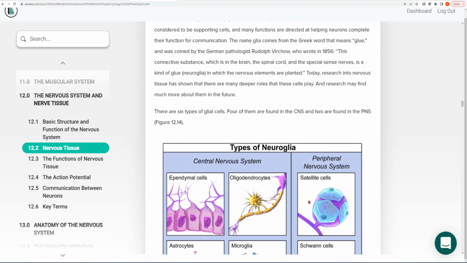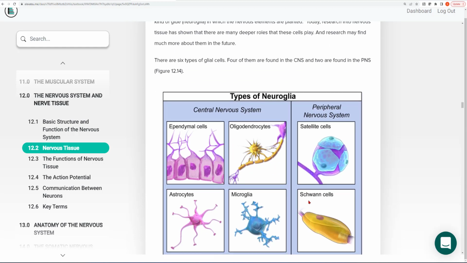Now it turns out that there are 6 types of glial cells, and yes, you're responsible for all 6. The rest of this section, I'm going to be describing what each of these 6 cells is doing. Okay, so 4 of these cells are found only in the CNS. That's going to include the ependymal cells, the oligodendrocytes, the microglia, and the astrocytes.